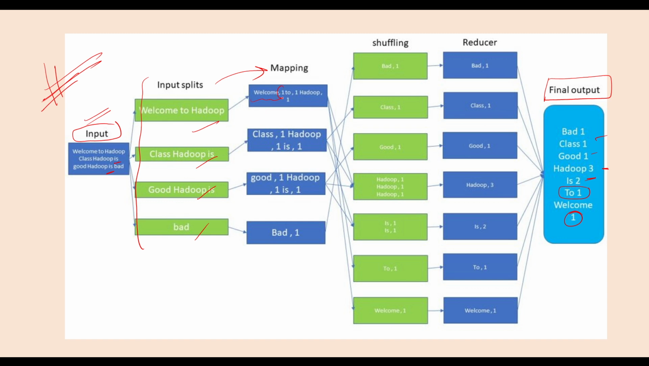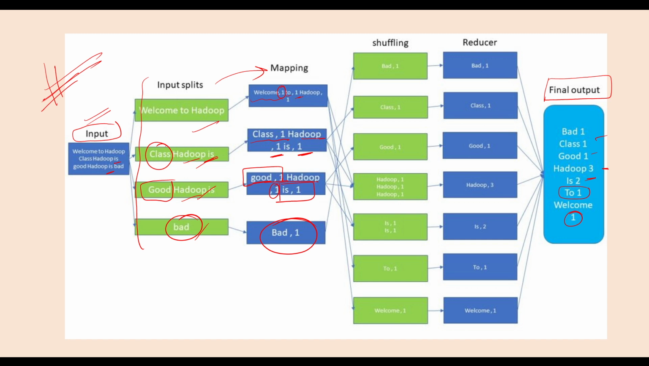This is your key and this is its value. So welcome is the key, value 1; Hadoop is the key, value 1. Here you can see class key value pair, Hadoop key value pair, is key value pair. So your output you are getting in the form of key value pairs. Here you can see good key value pair, Hadoop key value pair, is key value pair, bad key value pair, right? I hope that's clear to you. What do you mean by key value pair?